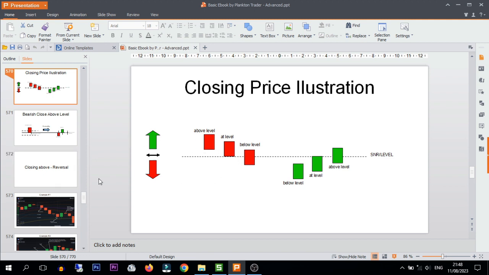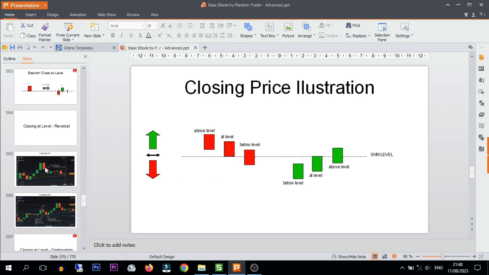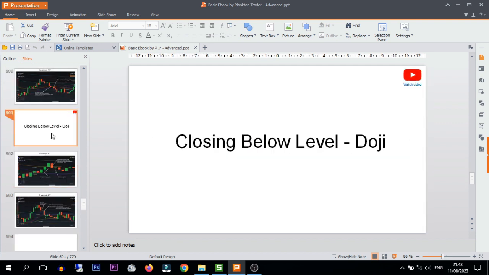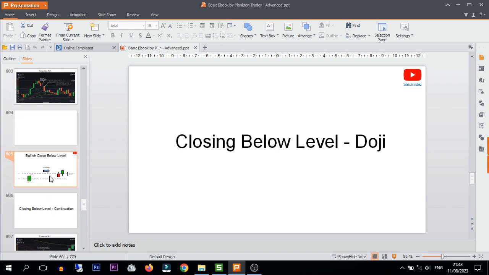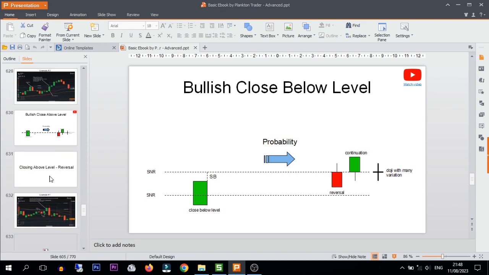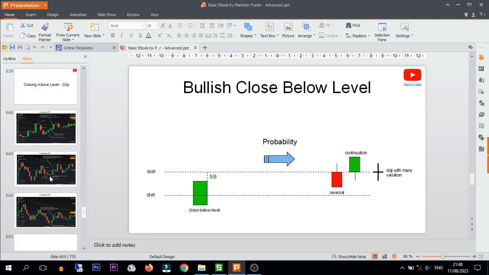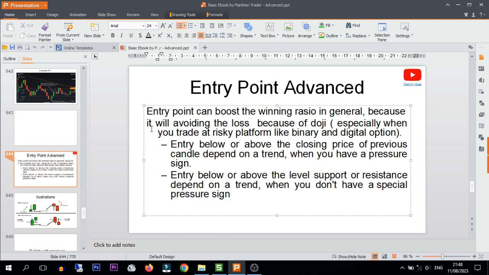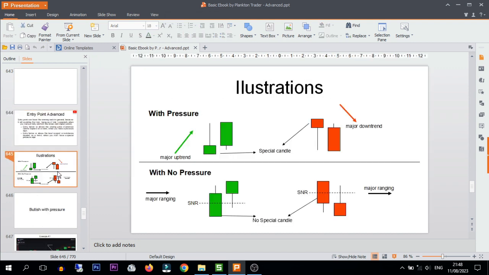Depending on the candlestick, you have to understand that. And this is all about the closing price. Below the level, why it reverses, why it continues. Okay, and then let's go to the closing price entry point. I'm also talking about the entry point, why it's so crucial.